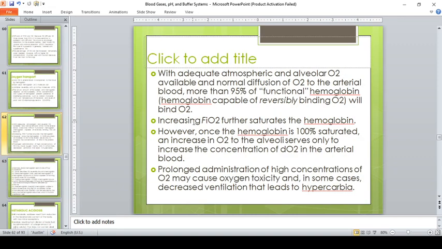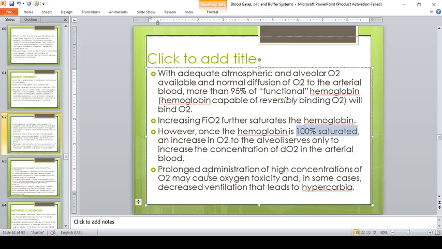With adequate atmospheric and alveolar oxygen available and normal diffusion of oxygen to the arterial blood, more than 95% of functional hemoglobin will bind to oxygen. Increasing the functional hemoglobin further saturates the hemoglobin. However, once the hemoglobin is 100% saturated, when it carries 4 molecules of oxygen, an increase in O2 to the alveoli serves only to increase the concentration of dissolved oxygen in the arterial blood. So, prolonged administration of high concentration of oxygen may cause oxygen toxicity and in some cases, decreased ventilation that leads to hypercarbia.